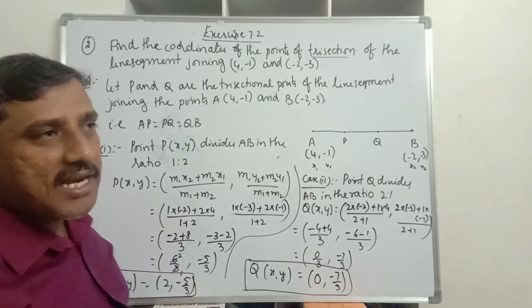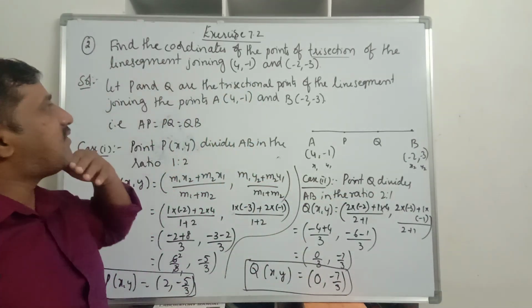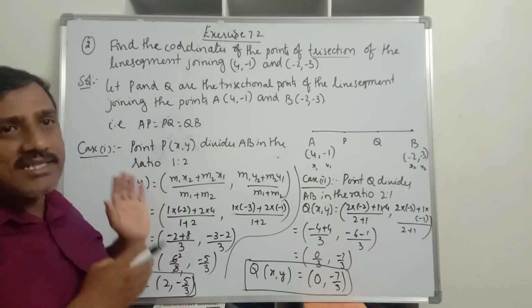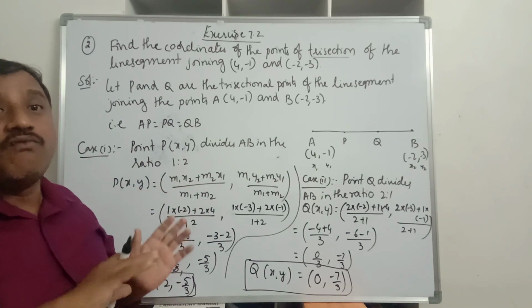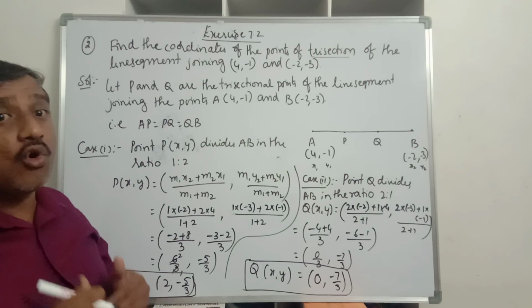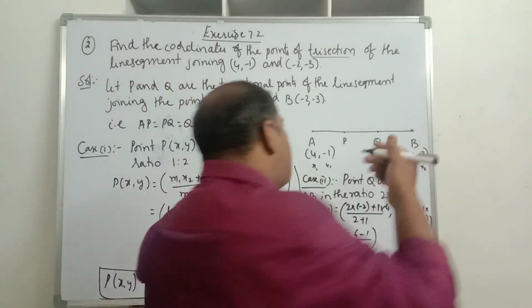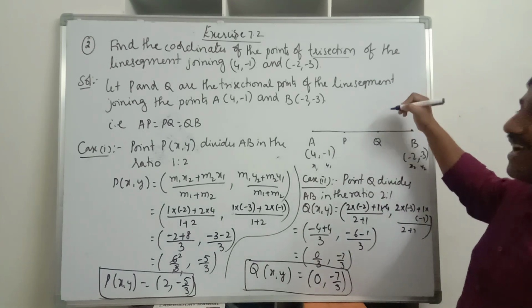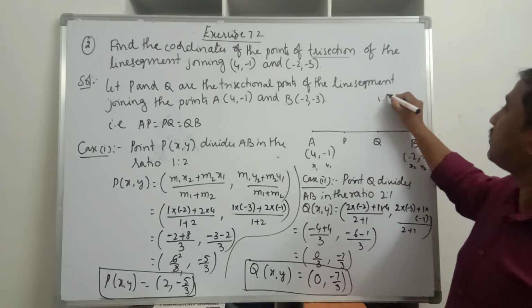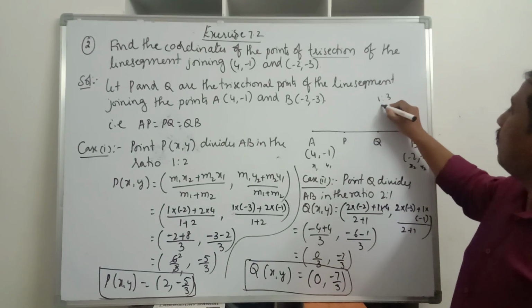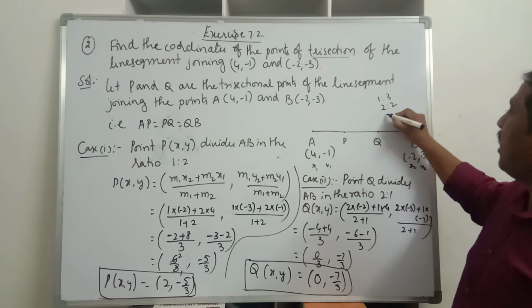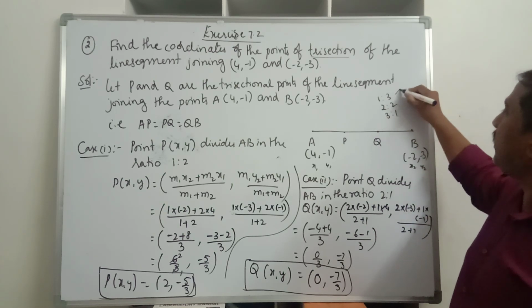So you may get an application. Find the coordinates of the points which divide the line segment joining into 4 equal parts. Here it is 3 equal parts. 4 equal parts means what will be the ratios? We will get 3 points. 1 is to 3, then 2 is to 2, and 3 is to 1 is there. So we will get 3 points.